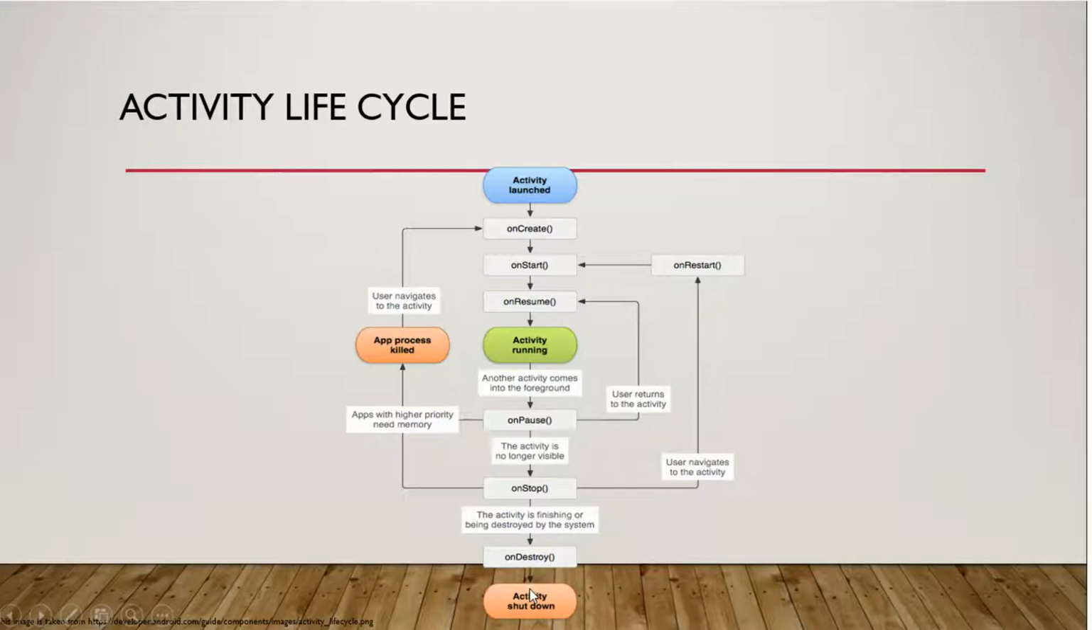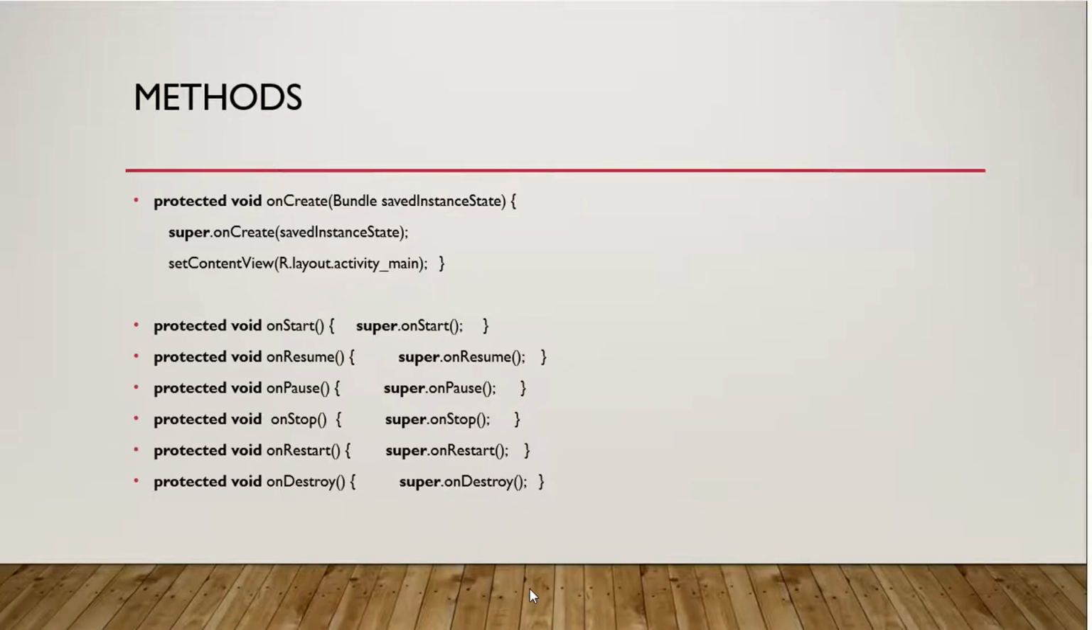So this is the activity life cycle, with all the states in which an activity may be working. These are all the states of the activity during its life cycle. So this was the activity life cycle. After that, these are the methods which are called during the activity life cycle.